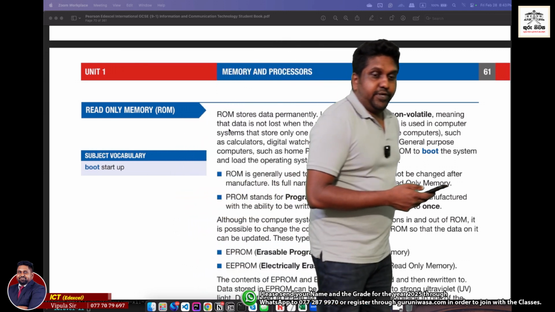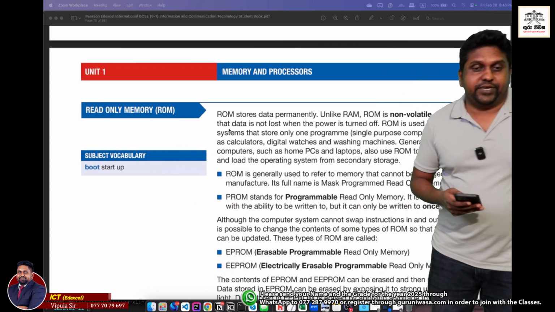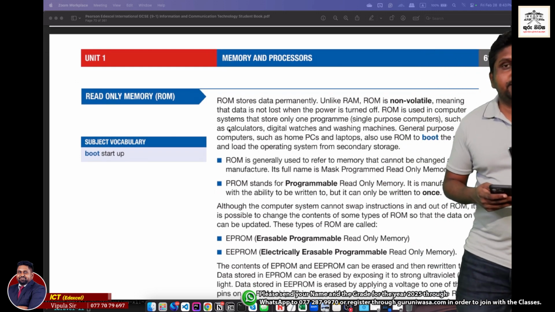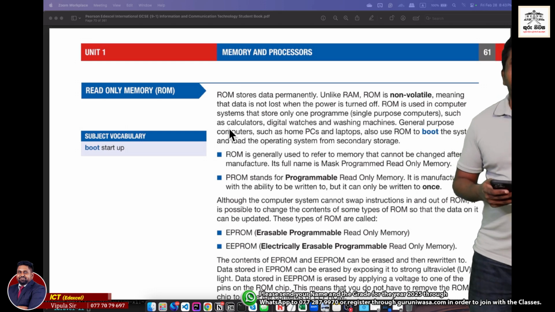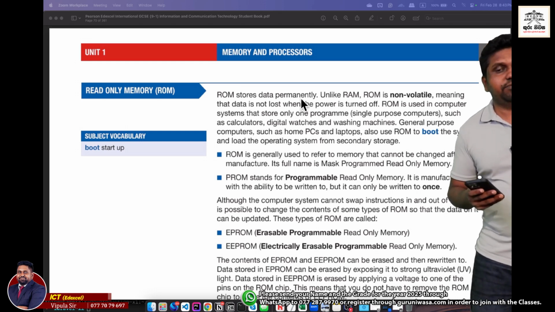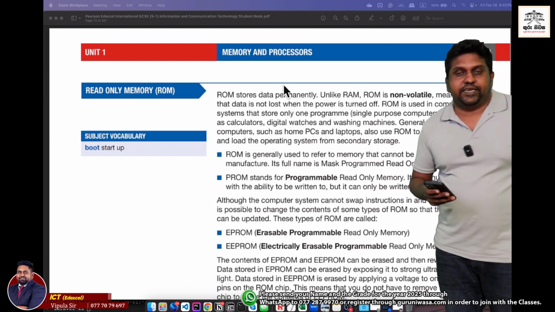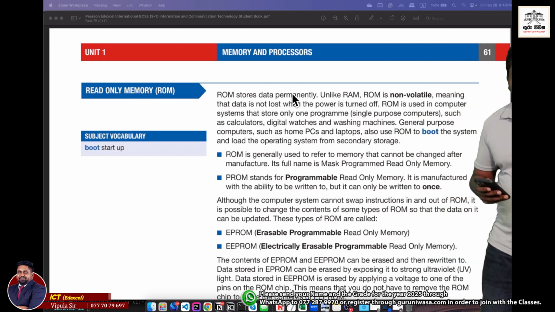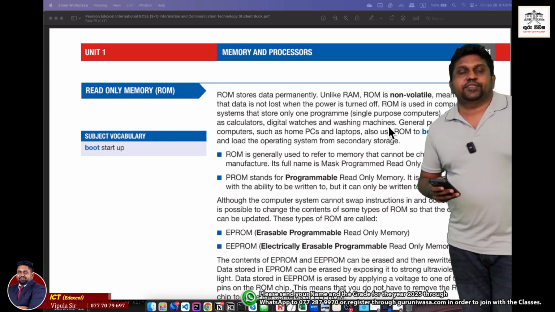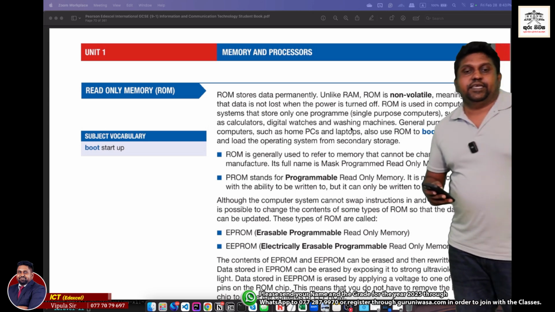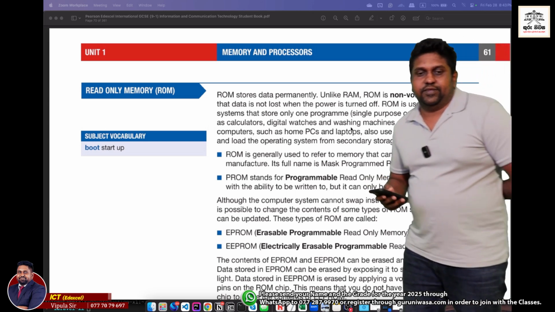Then we jump into the other point, which is known as read-only memory. ROMs are not volatile. ROMs are a sort of data storage which will store data permanently. Not like the RAM, ROMs don't need power. That means the data which is stored on the ROM is not lost when the power is out.